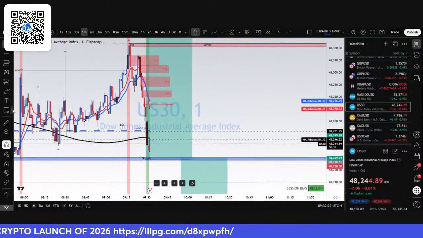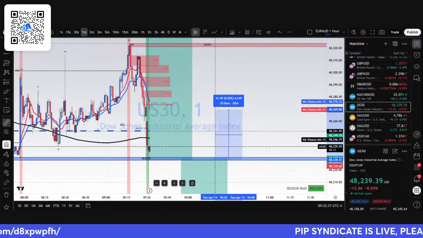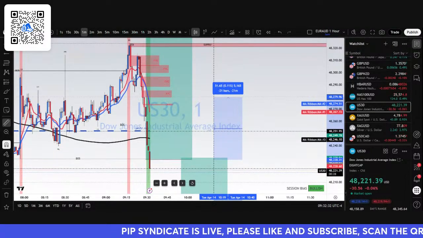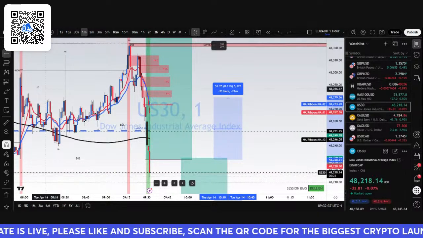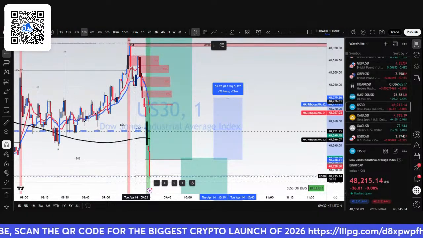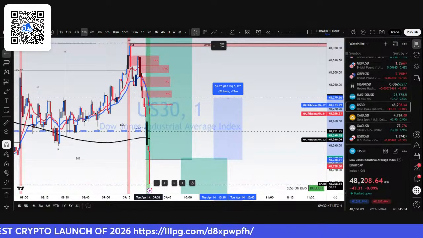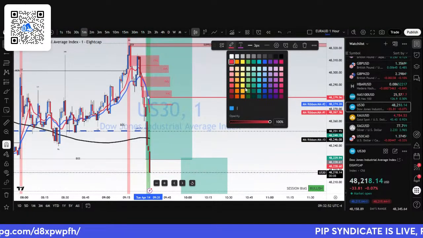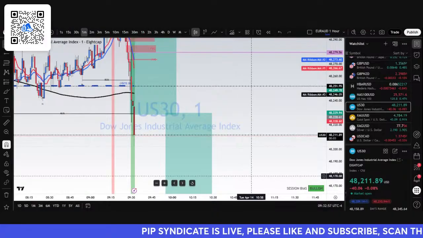I'm going to make a plan here just in case it does go our way. All right. That's 50 pips right there. I'm going to take half right here, guys. You can see that line? All right, we're headed down.